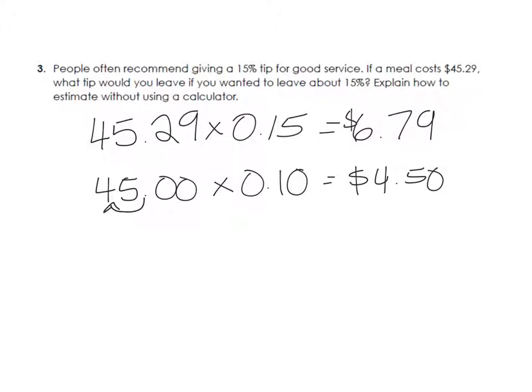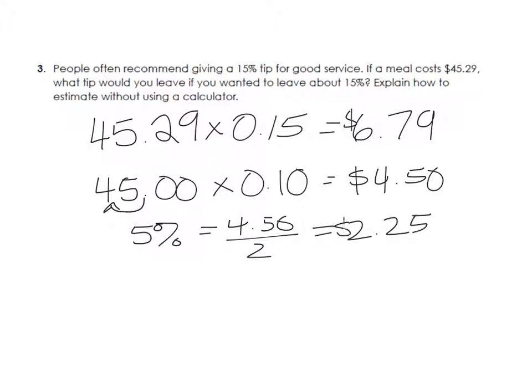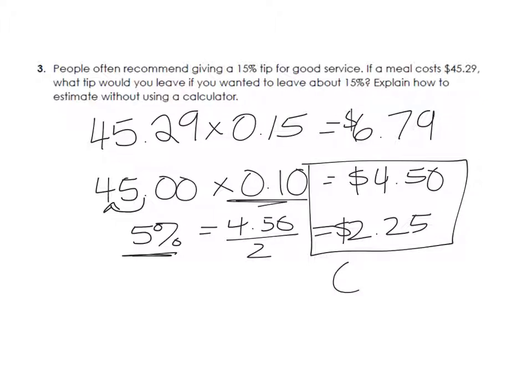So I could write it like this, 0.5 or 5% is equal to half of $4.50. Of course, this could be done mentally. I don't have to actually write all these things out. And I get $2.25. I then take these two numbers, because remember, this is 5%, this is 10%. I add them together, and I get $6.79. And you can see that's a pretty close estimate.